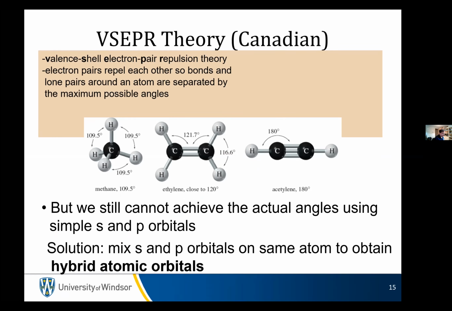So in ethene, it's a stupid name. That's also a stupid name. Well, it's not as stupid. People still use that one.